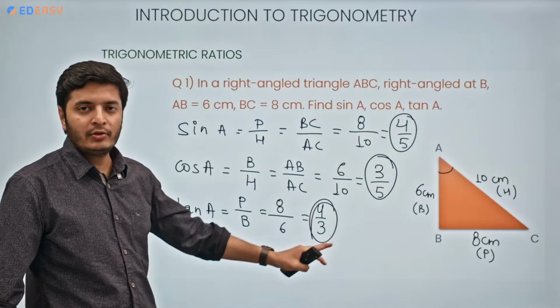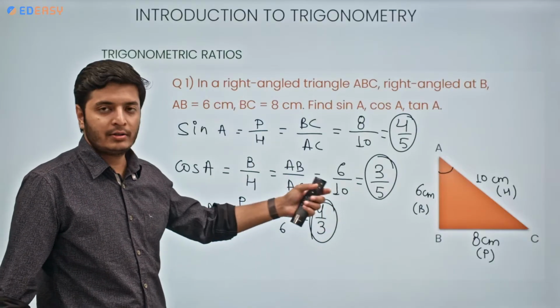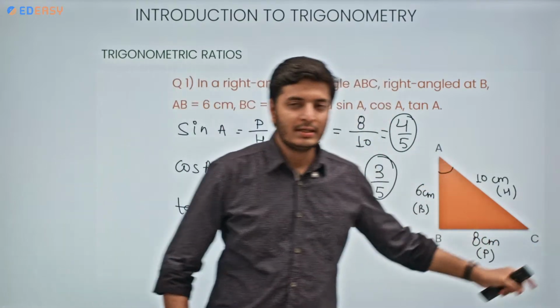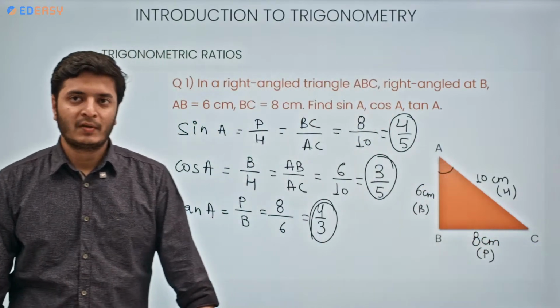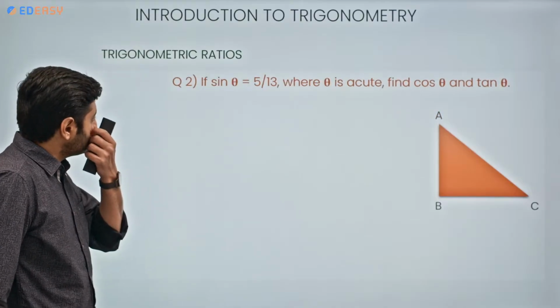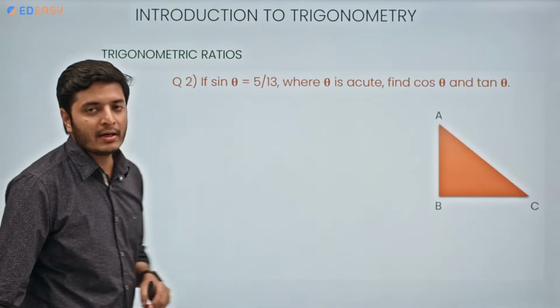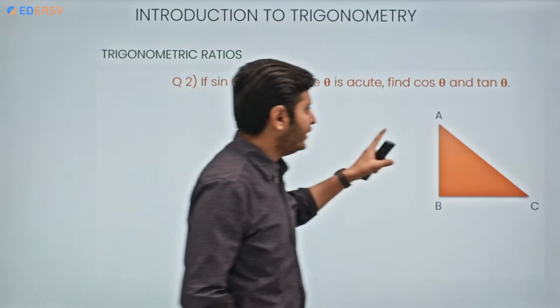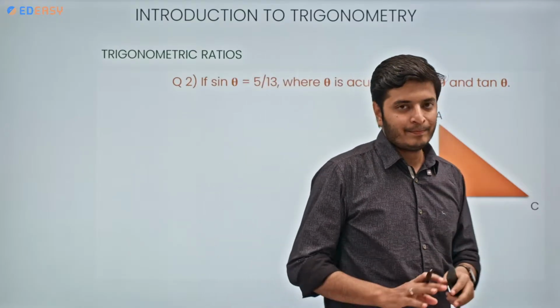So this way you can approach this problem and you can find the solution. First you need to find the value of hypotenuse, then only you can move ahead, correct? Now if sine theta is equal to 5 by 13, where theta is acute, find cos theta and tan theta.